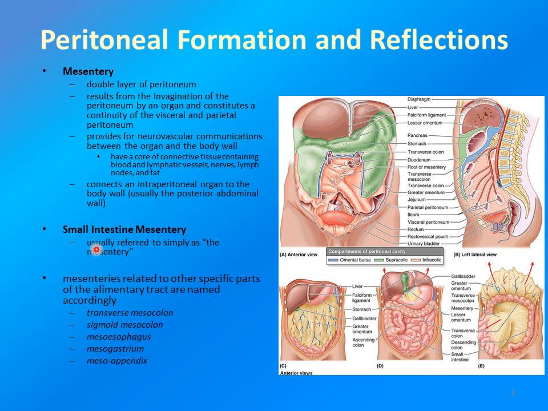Typically, the small intestine mesentery is simply referred to as the mesentery. Mesenteries related to other specific parts of the GI tract are named accordingly. For example, the transverse mesocolon for the transverse colon, sigmoid mesocolon, that mesentery going to and from the sigmoid colon, mesoesophagus, that mesentery going to and from the esophagus, mesogastrium, the mesentery to and from the stomach, and the mesoappendix, that mesentery to and from the appendix.